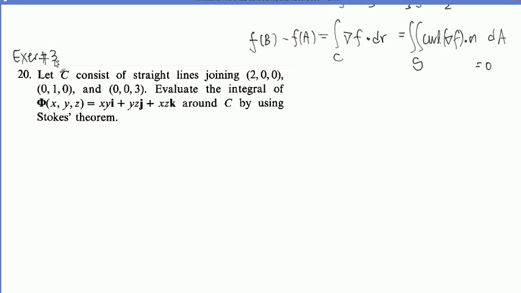Exercise number 3. Let's write this one down and understand what the problem is saying. C is a curve. It consists of 3 straight lines joining (2,0,0), (0,1,0), and (0,0,3). And we're going to evaluate the line integral of this vector field around these 3 segments by using Stokes' theorem.